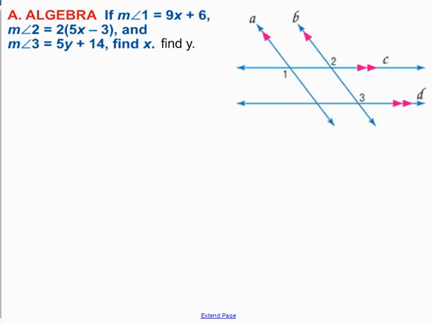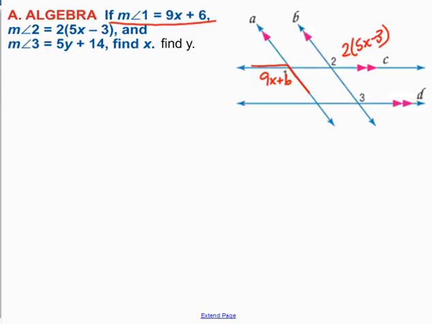Okay, this one is a little tricky. So what we're going to do is split it down to one step at a time again. Measure of angle 1 is 9x plus 6. So I'm going to put that in here. 9x plus 6. That's this angle right here. Measure of angle 2 is 2 times the quantity of 5x minus 3.